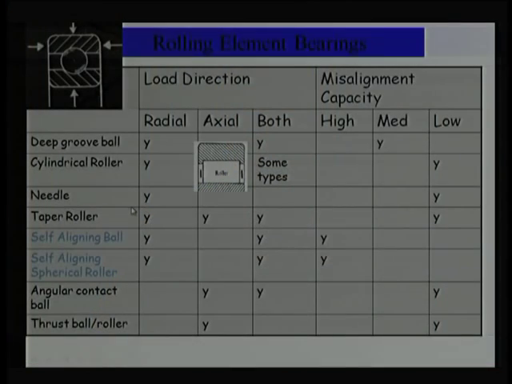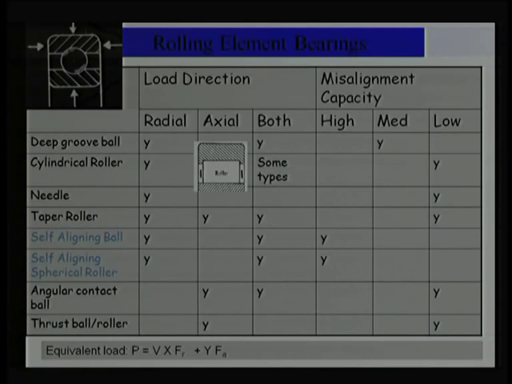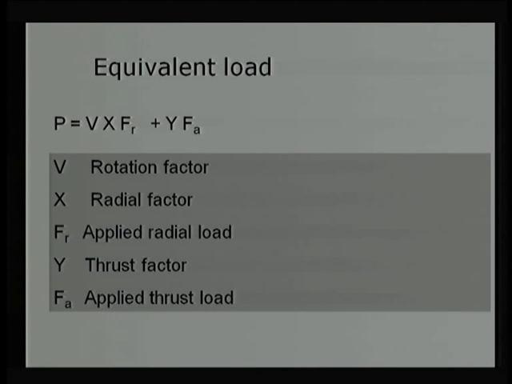Sometime we need to think, if there is an application of radial load and axial load, how to treat that, how to find which load is really required for our application. To deal with the situation, we can say that there is an equivalent load concept. We need to find what is equivalent load. How to define equivalent load? The P is V into X into Fr plus Y into Fa. What is the meaning of this term? What is V? What is X? What is Fr? What is Y? What is Fa? It has been defined in this slide.